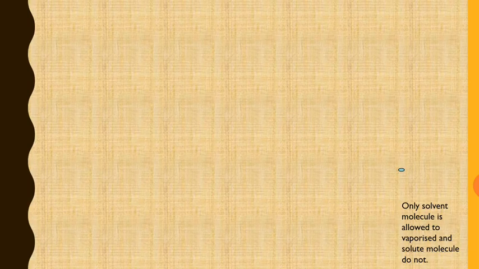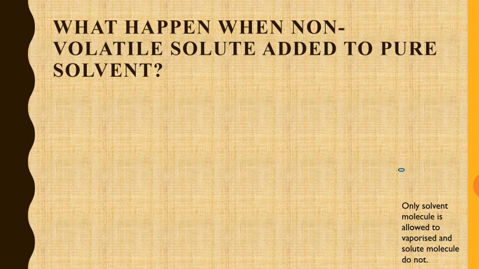So in our previous lecture we have seen vapor pressure, how the vapor pressure is generated. Now why does it decrease? What happens when a non-volatile solute is added to a pure solvent? Let us see the diagram.